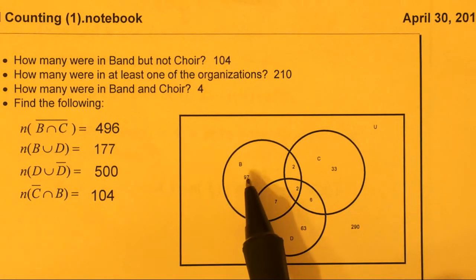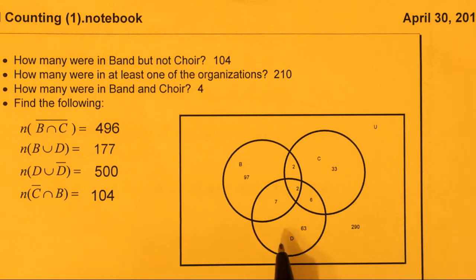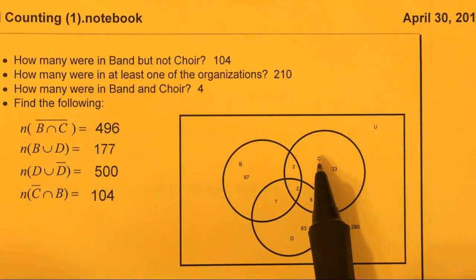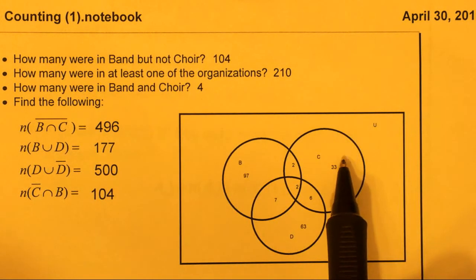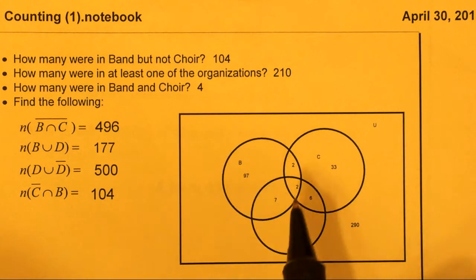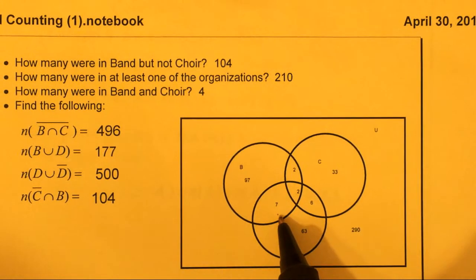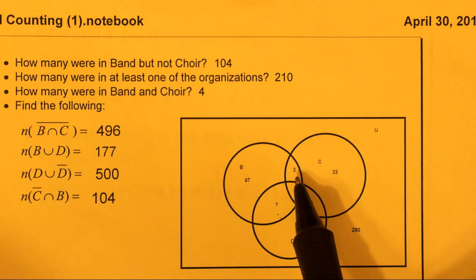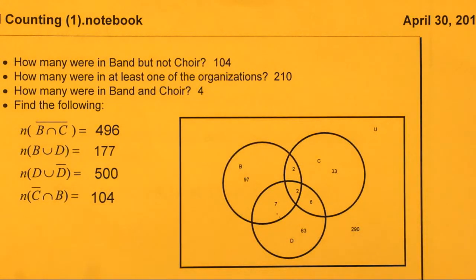Okay, so if you're in band and not in choir, there's 97 kids out here in band. This down here is D. I'm not sure what D stands for. C up here, that's my choir. So they want to know how many are in band but not in choir. So there are 97 here. Plus there are 7 down here that are part of this extra. 97 plus 7 would be 104. I don't want to include this 2 or this 2 because those are in choir. So 104.